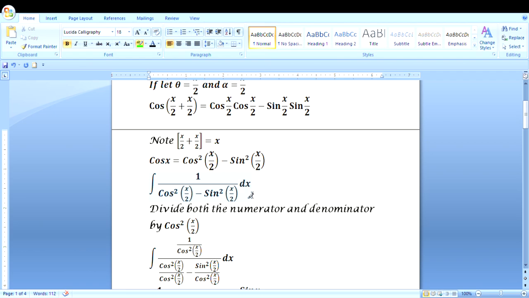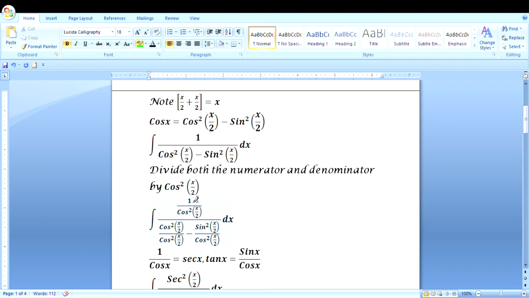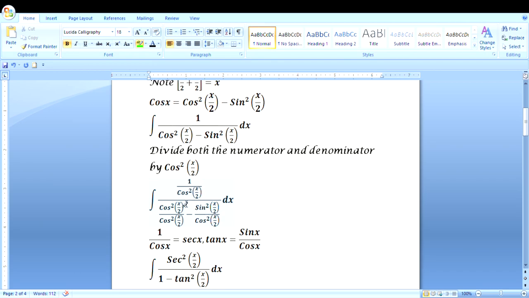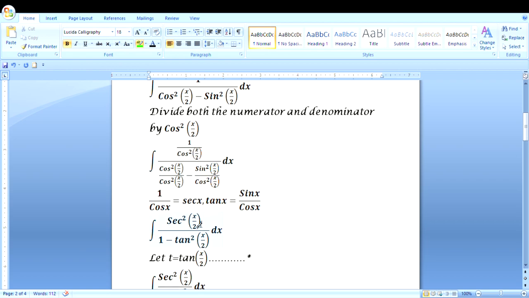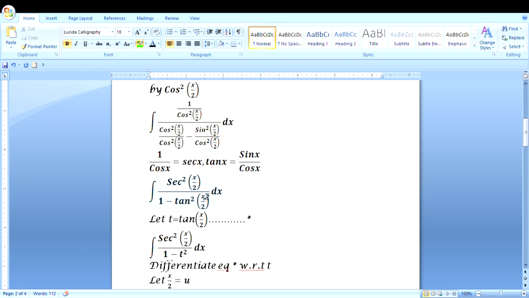Okay, for us to move further, we need to do some manipulation here by dividing both the numerator and the denominator of the integrand by cos square x over 2. So this becomes 1 over cos square x over 2, divided by cos square x over 2 over cos square x over 2 minus sin square x over 2 over cos square x over 2. Now you recall that 1 over cos is sec and sin over cos is tan. So the numerator becomes sec square x over 2, and here cos square divided by cos square is 1. Then sin over cos is tan, and this becomes tan square x over 2 dx.